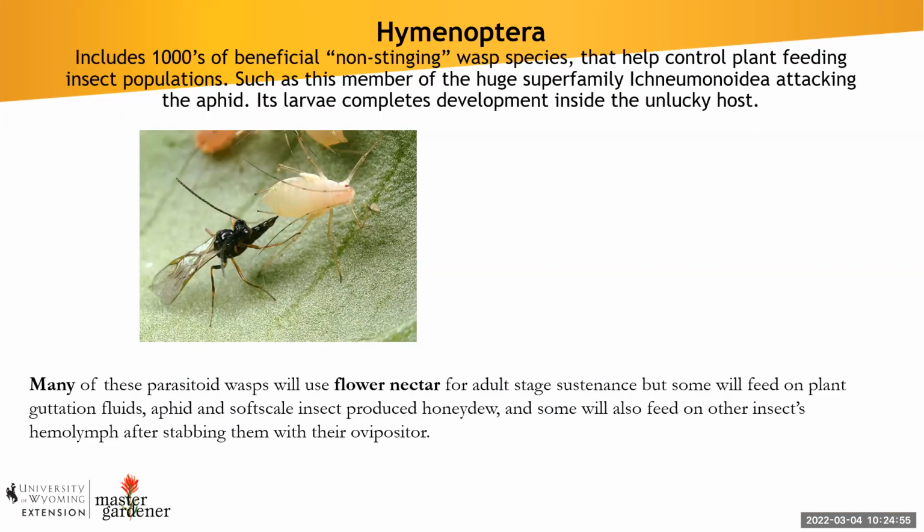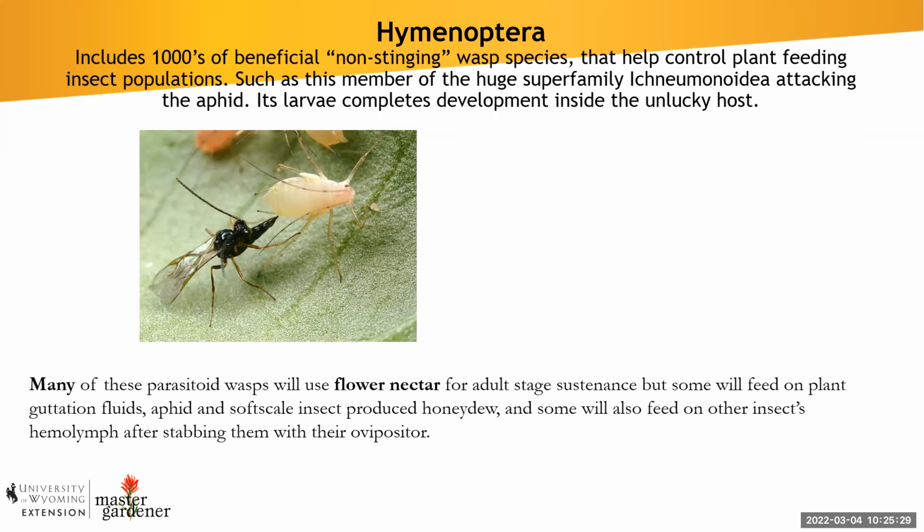A little bit more about all those thousands of beneficial species of Hymenoptera, often referred to as non-stinging wasps, although the aphid in this picture would say au contraire about that. They help control the plant-feeding insect populations, and they do that through an activity called parasitoidism. So, a parasite lives at the expense of its host. A parasitoid eventually kills its host.